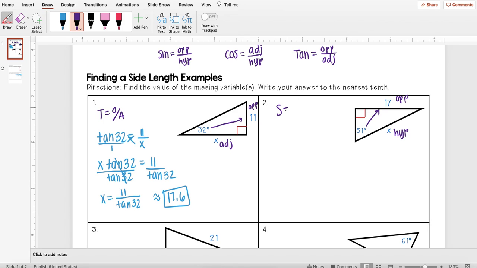So this is going to be sine equals opposite over hypotenuse. Well, I have sine of 51 is equal to my opposite, which I labeled as 17, over my hypotenuse, which is x. I want to make this into a proportion problem, and then I'm going to cross multiply. So x times sine of 51 is equal to 1 times 17, which is just 17. Divide both sides by sine of 51.